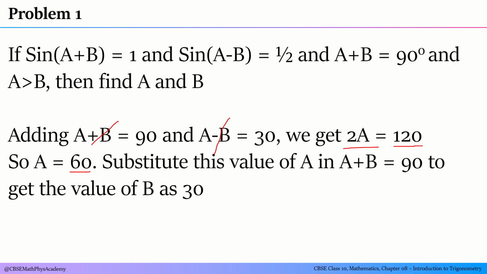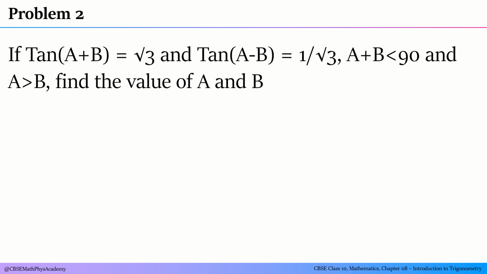Now you have one of the values. So substitute this value of a in the above equation, a + b is equal to 90. When you substitute the value of a as 60 and solve it, you get the value of b as 30 degrees, which is the required answer. So we have a as 60 and b as 30 degrees.